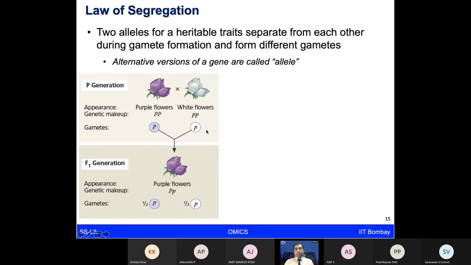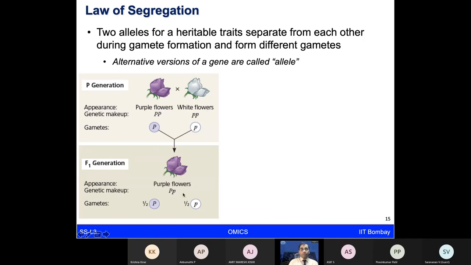When he took these flowers from the parent generation, or the P generation, he did this cross. After doing the cross, in the first filial generation, or F1, he observed only purple flowers. All the flowers that came from this hybridization, or crossing, showed only purple flowers. This was quite surprising: I'm taking two different colors, but in the first generation all the flowers show only one trait. That's why purple became dominant, and he termed those the dominant characteristics.